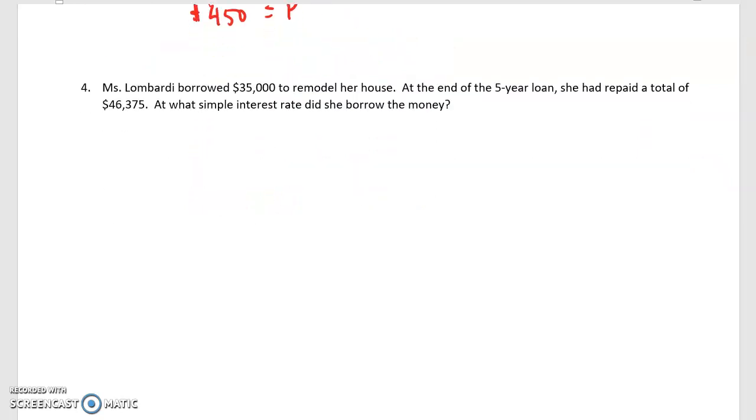Miss Lombardi borrowed $35,000 to remodel her house. At the end of the 5-year loan, she repaid a total of $46,375. What simple interest rate did she borrow the money? So she borrowed $35,000. That's her principal. At the end of the 5-year loan, that's her time. Now, this is a little bit tricky. She repaid a total of $46,375. That is not the interest.